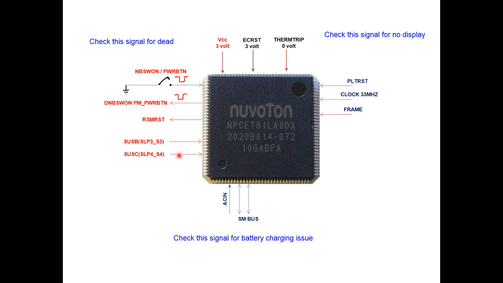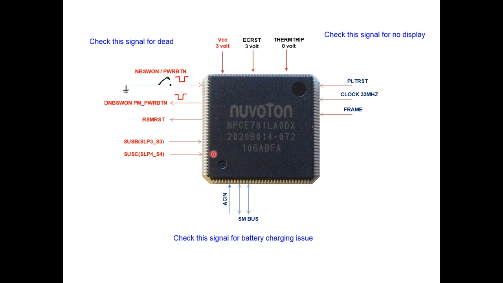And sometimes these are called SUSB or SUSC also. These are the alternate names of SLP_S3 and SLP_S4. This is the wake up signal. So if these signals are not coming, then the possible fault could be my PCH, or if it is a 4th or 5th generation onwards laptop, then the possible fault could be the CPU.